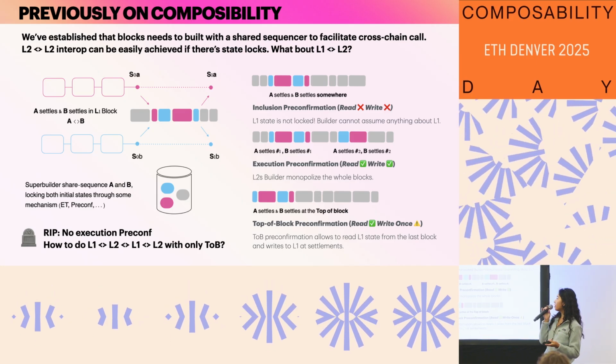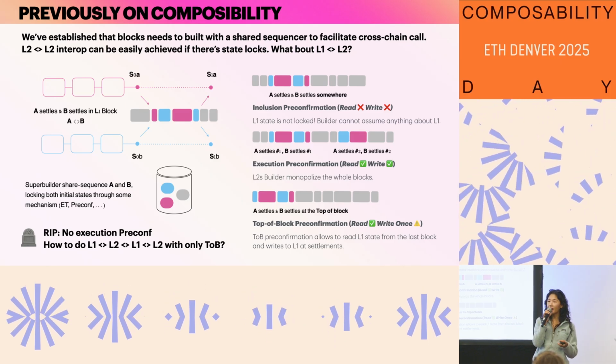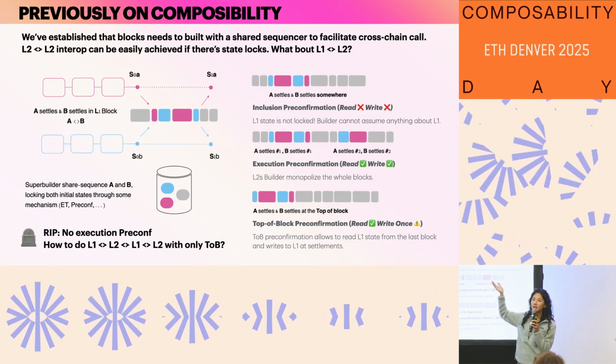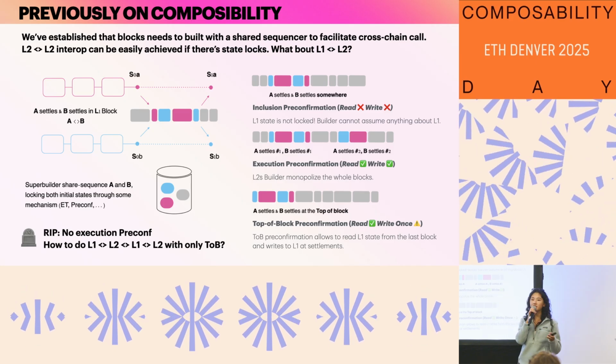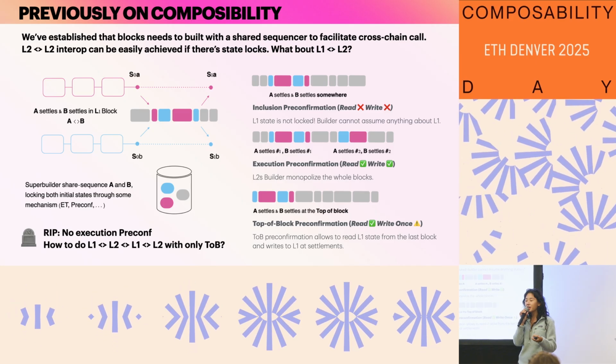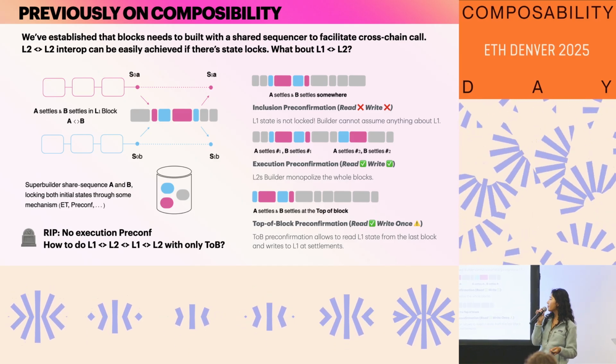That's much harder because given the current inclusion pre-confirmation that we currently have, if L1 and L2 settle somewhere in the middle of an L1 block, the builder has no assumption of L1 state. So it cannot build on top of L1 state. The L1 state is not locked, right?